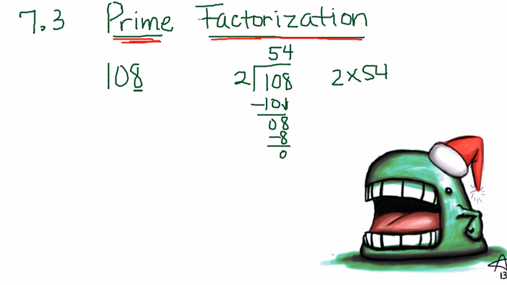So I'm just going to go ahead and start my tree. Right here, 2 and 54. If I were to multiply those numbers together, I would get 108.